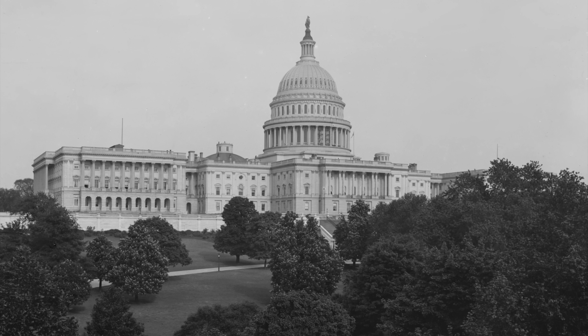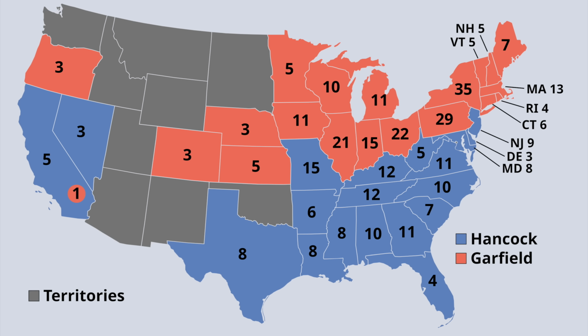And due to the Civil War, the two major political parties during this time were often split geographically. Democratic Party voters were overwhelmingly in the South, and Republican Party voters were overwhelmingly in the North.